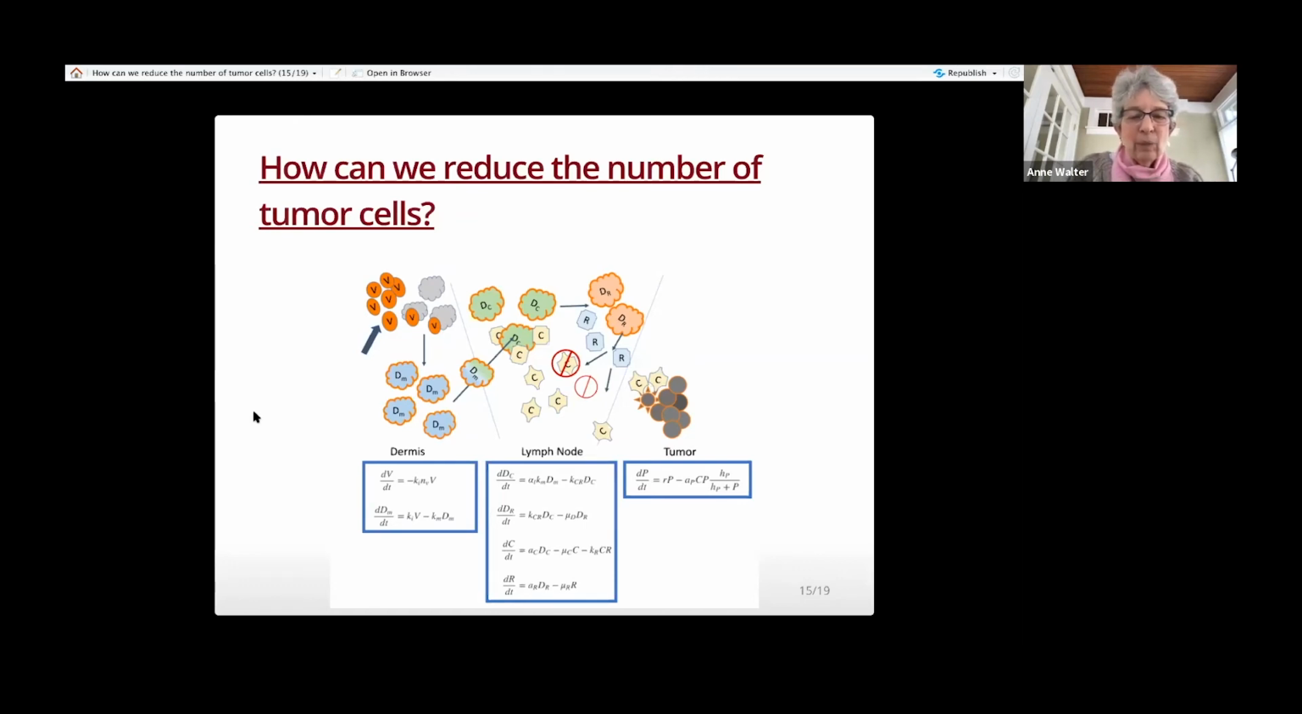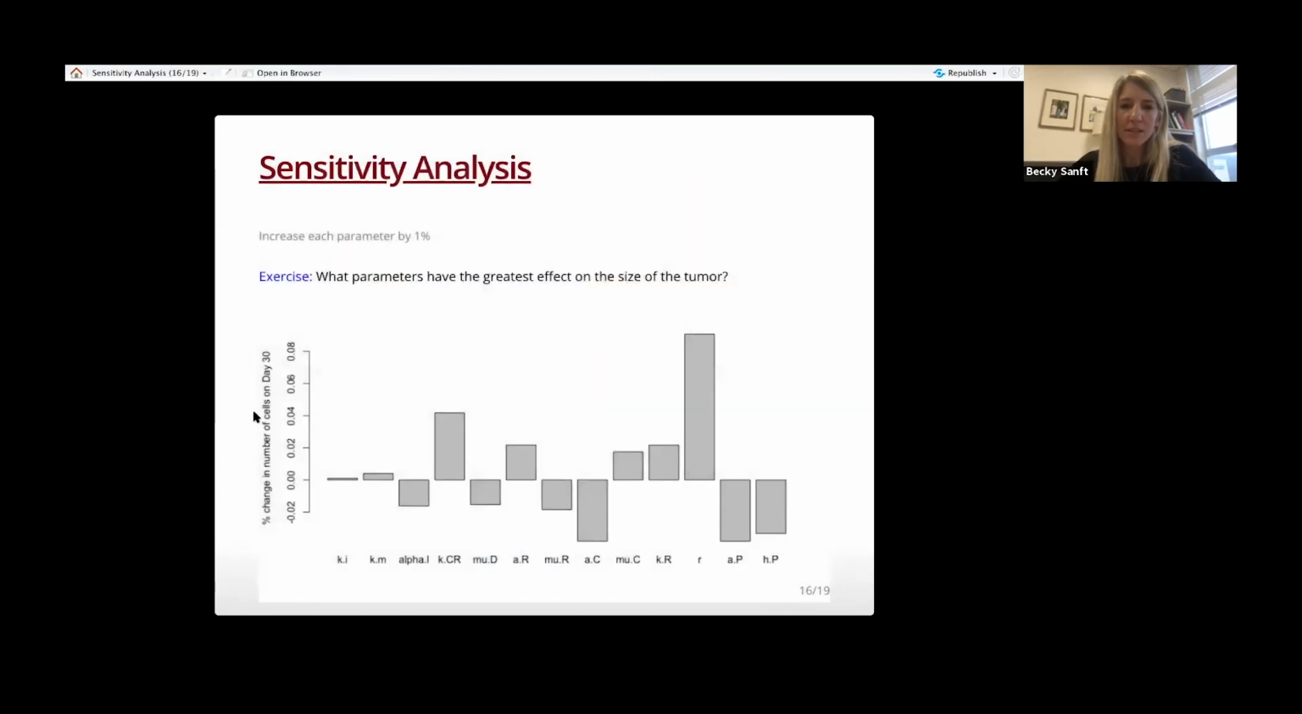And Becky, we can then quantify the effect. And that's where the sensitivity analysis comes in. So for this exercise, we have students increase each parameter. We have a lot of them in this model. They increase each one by 1% and look at the percent change in number of tumor cells after 30 days. And so we can see which ones have the greatest effect and which have the least effect.